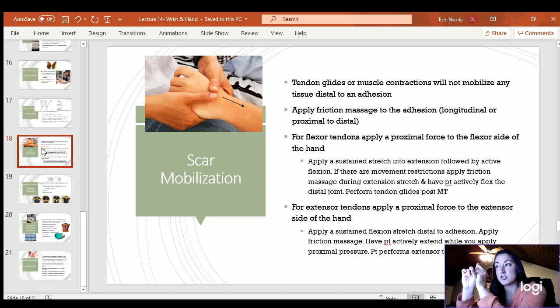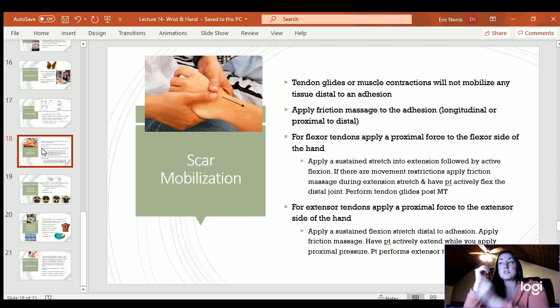Stretch them into extension. If there's a restriction, you can apply the friction massage then, and then have them actively flex the distal joint. So as you're applying that proximal pressure, and you can also do it while you're doing a friction massage, they are flexing that joint. And then after you're done with that treatment, they'll go through all of their tendon glides. All their tendon glides. So going through those back and forth.